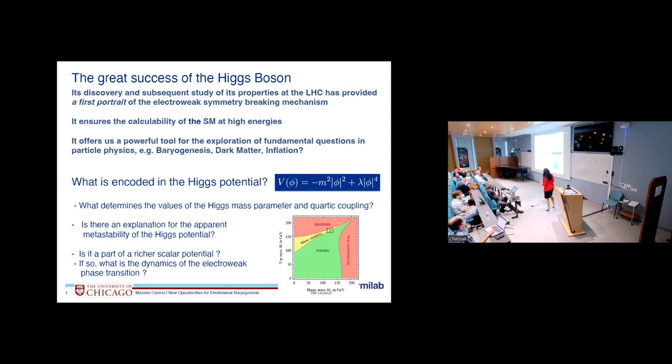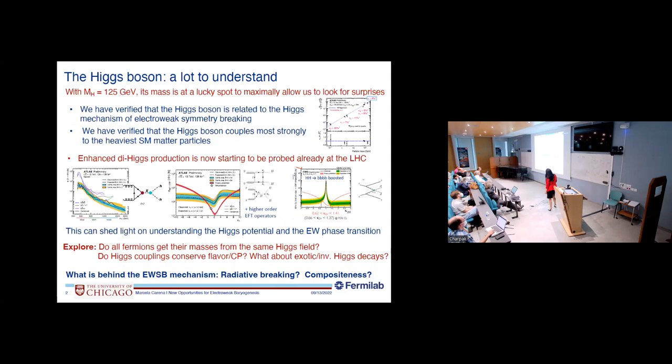And if so, what is the dynamics of the electroweak phase transition? And these things here will be very connected to the Higgs being the agent for baryogenesis. So for the Higgs boson, there is a lot to understand. These are things we do know. These are things we are starting to learn, as we heard today. And this can shed light on understanding the Higgs potential and the electroweak phase transition. And I will go back to tell you how these things play into baryogenesis.